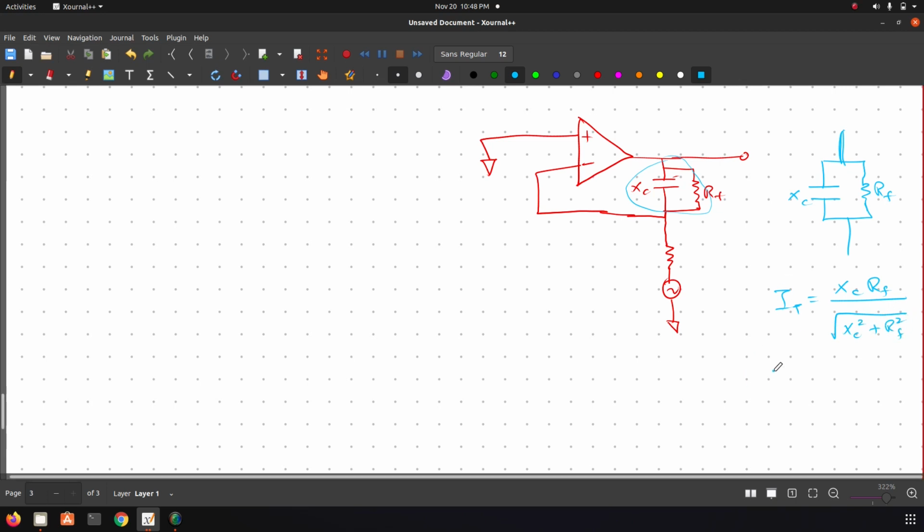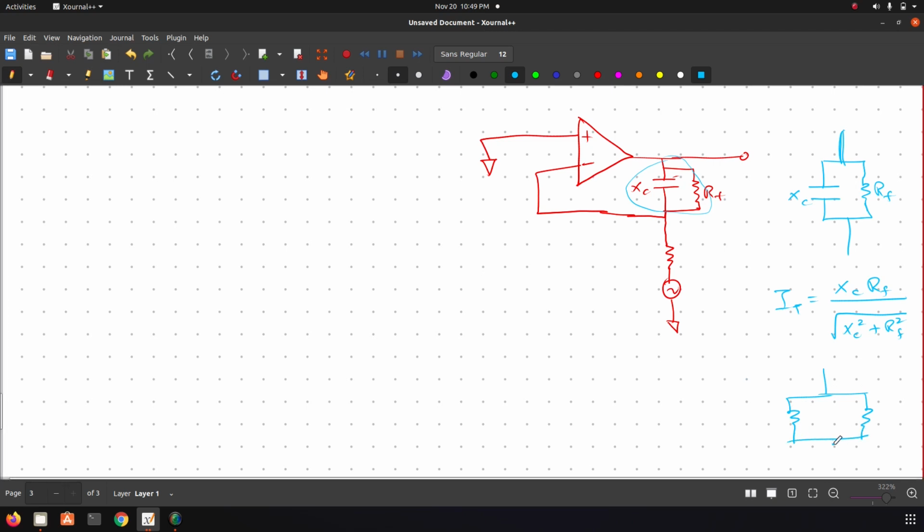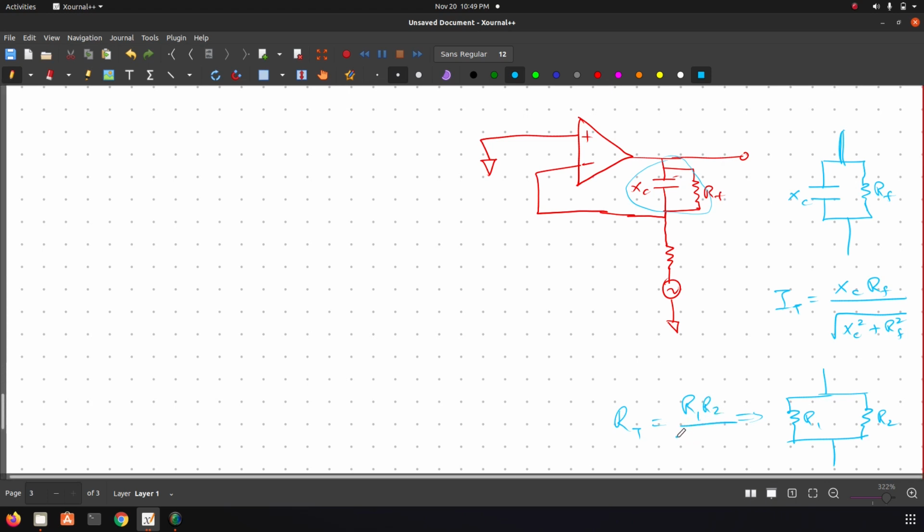Usually, if we have two parallel resistors, R1 and R2, then the total resistance RT is given by R1 R2 divided by R1 plus R2. It's a direct sum, whereas in the impedance case we will square and find the root. RMS sum. So this is the total impedance of the circuit.